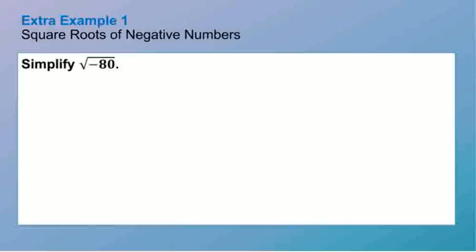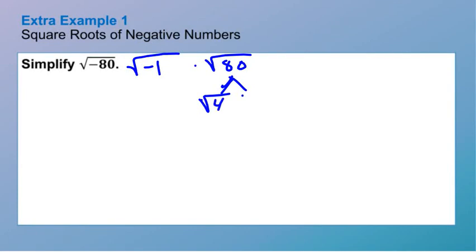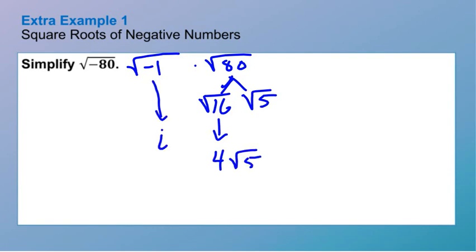Next, simplify the square root of -80. So I have the square root of -1 times the square root of 80. Break this down with a perfect square: the square root of 16 times the square root of 5. The square root of 16 is 4, the square root of 5, and this is i. So my final answer would be 4i square root of 5.